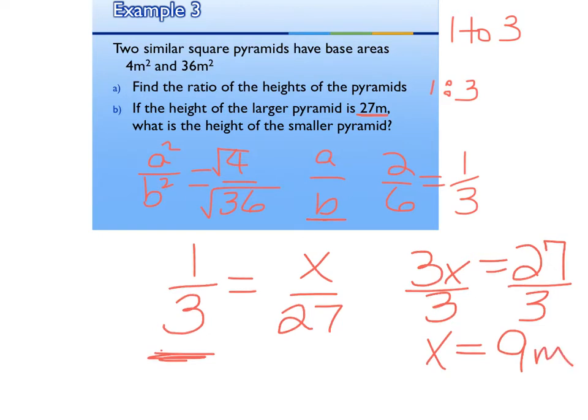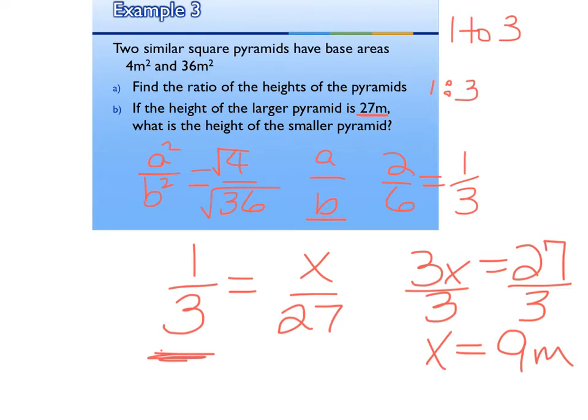So we will use these ratios and the similarity theorem to find missing areas or volumes given a scale factor. And that is your lesson on similar figures.